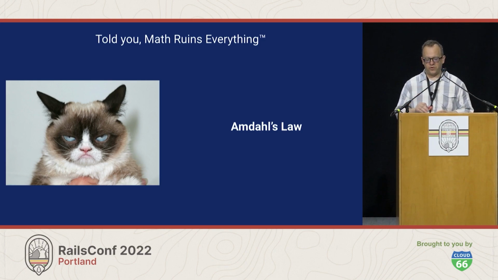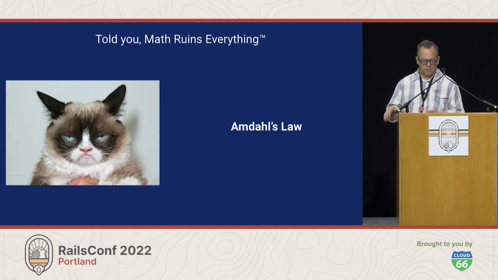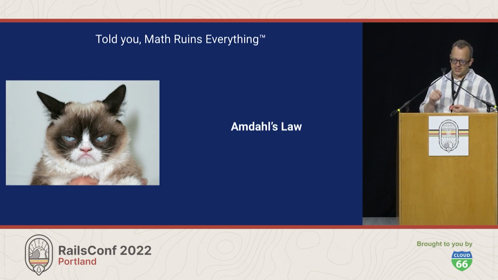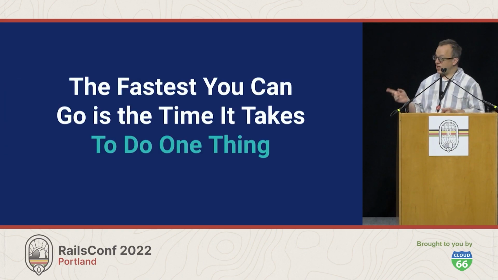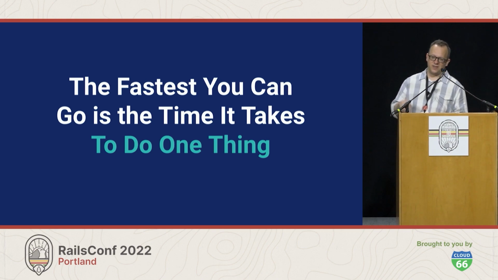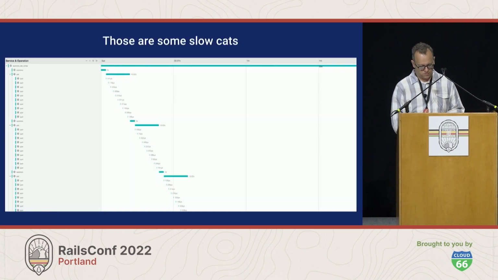The performance of the program is limited by its sequential part. Because each cat has to be summoned before it is petted and must be petted for 10 seconds, it's not possible to make the algorithm faster than that. This is Amdahl's law restated. The fastest you can go is the time it takes to do one thing.